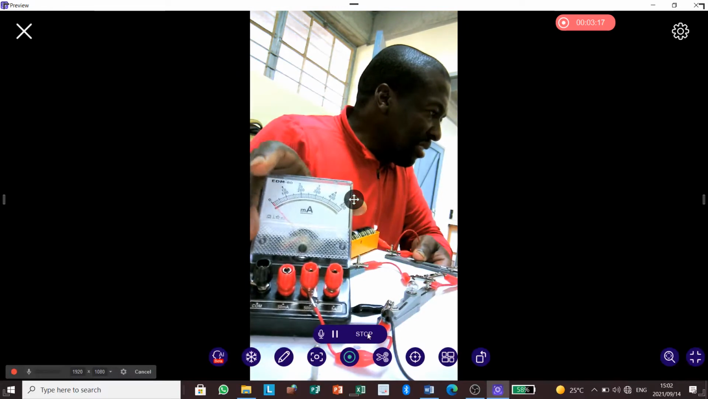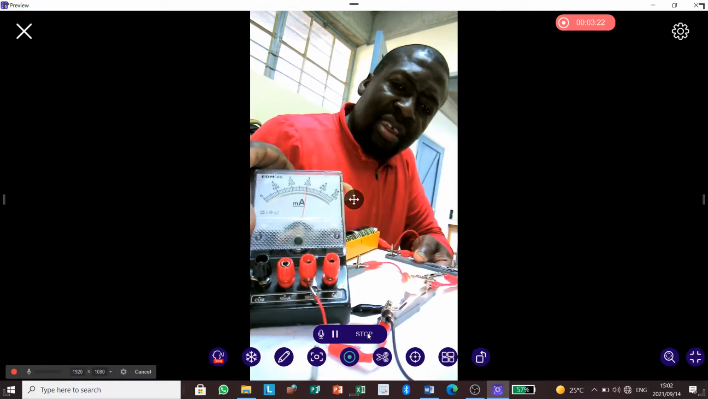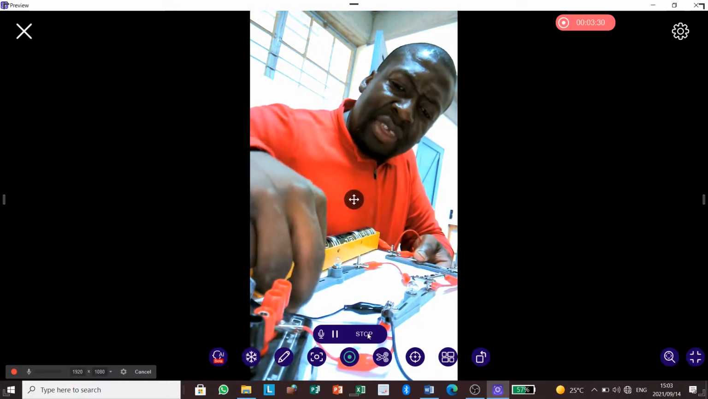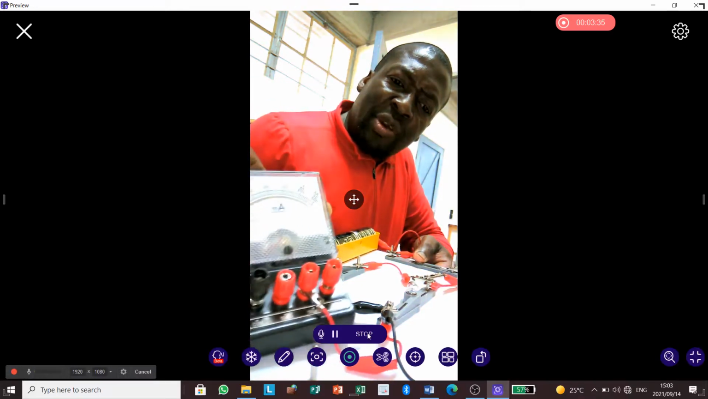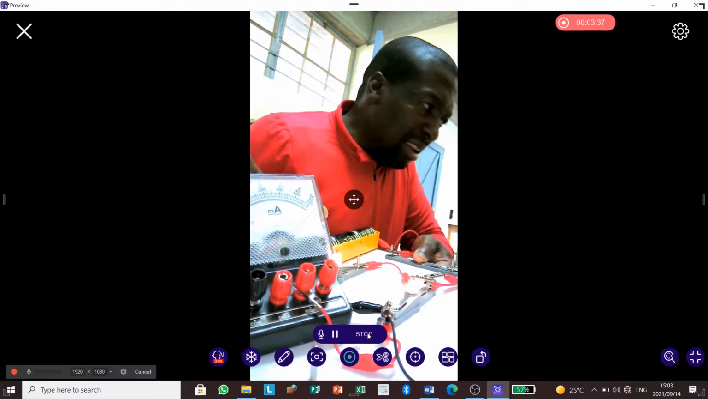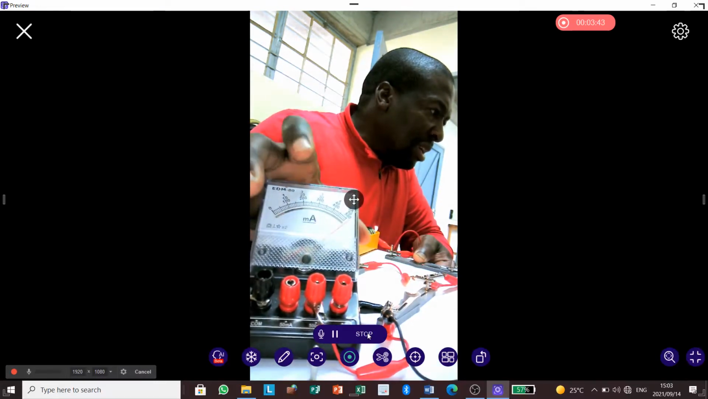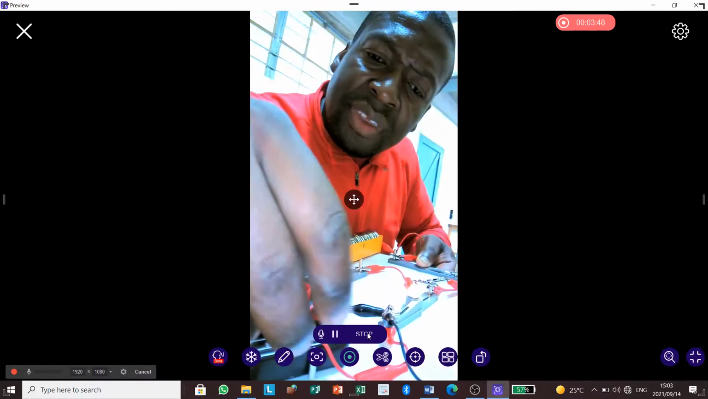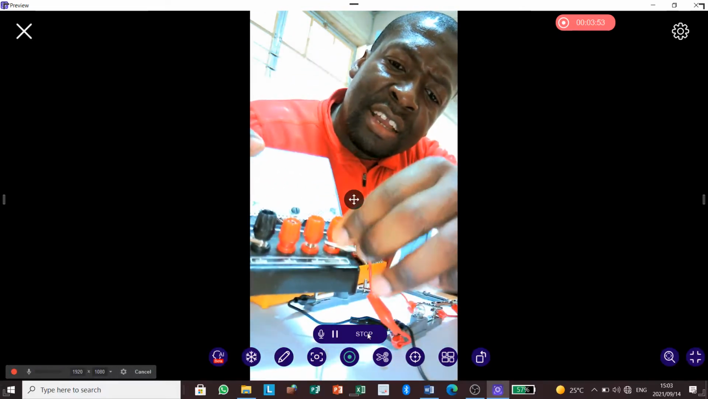So let's have a look at it. So we can see there it is 300 milliamperes. Now let me connect the second light bulb. When I connect the second light bulb, let's have a look at what happens to the current. Now we notice that our current is over the maximum scale of 500. So I must change my scale there, and I take it to a higher scale.